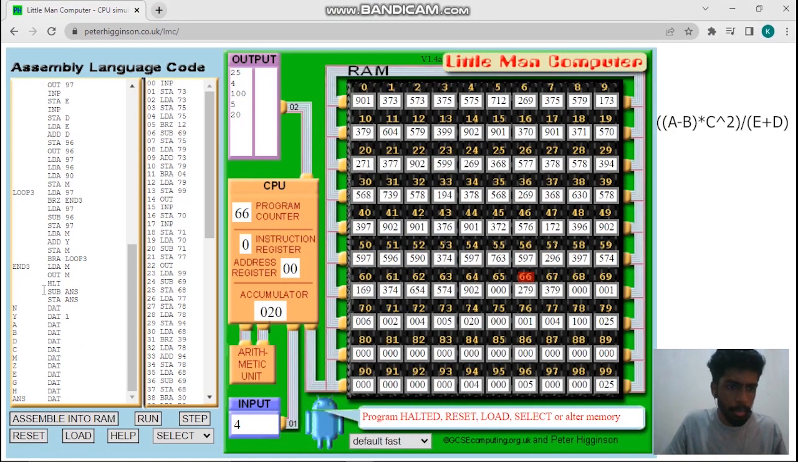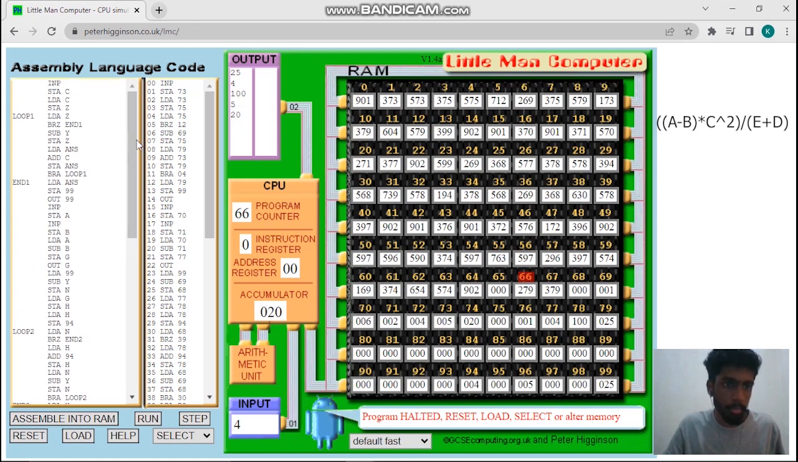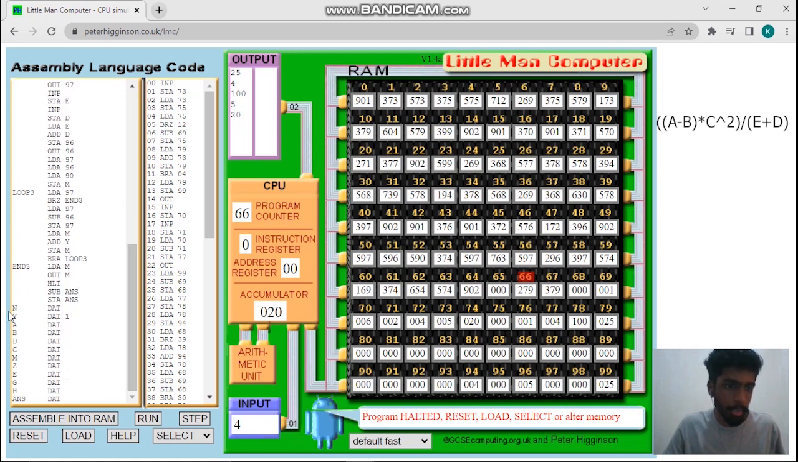As a final part here, I have used HLT, which means halt, and will stop executing the program. SUB ANS and STANS are for the square program I have used before. I have declared here all the terms I have used inside my language code as DAT, except for Y, which I have declared as 1.